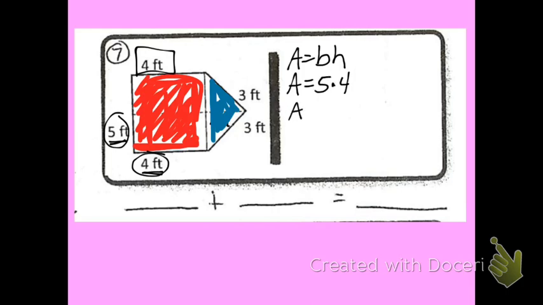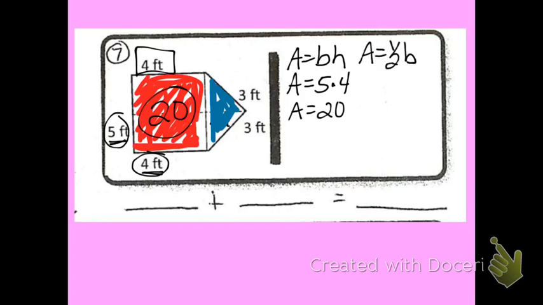5 times 4, what is that? 20. So that's the area of this rectangle. If you can write it in it or near it, that's really helpful. I know the color coding kind of makes that a little harder. Okay, now let's talk about the triangle. What's the formula for the area of a triangle?